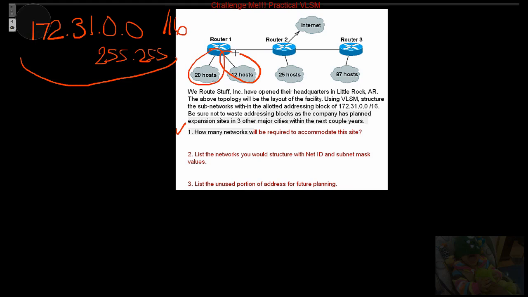We're going to have another network right here of 12 hosts. We'll have a network here of 25. A network here of 87. And do not forget about these guys. That's a network. And there's another network. Now this is obviously our public interface. We do not have to worry about that with what we're doing here, as we're dealing with a private range, and these are the networks we have to accommodate. So we have 1, 2, 3, 4, 5, 6. So total networks, 6.